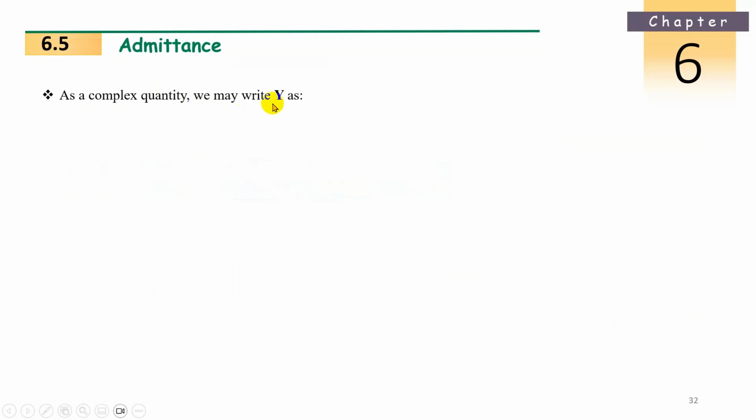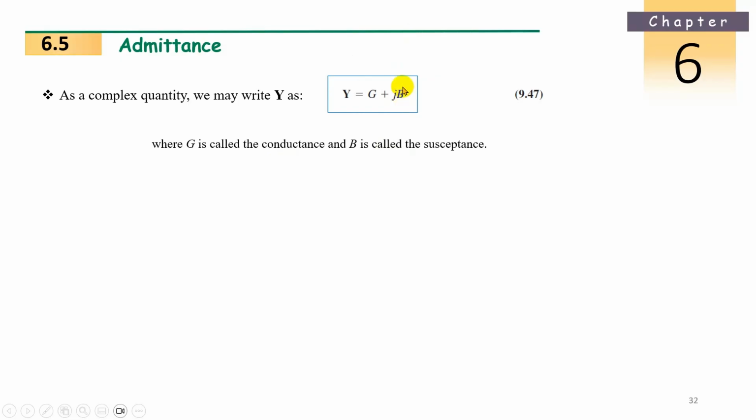Now, a complex quantity we may write Y as Y is equal to G plus jB, where G is nothing but your conductance, what we studied in chapter 2. So resistance is reciprocal, conductance G. Here B is the reciprocal of your reactance X. 1 by X is your susceptance. B is your susceptance and G is your conductance. So G is called conductance and B is called susceptance. Susceptance is nothing but the reciprocal of your reactance, 1 by X.